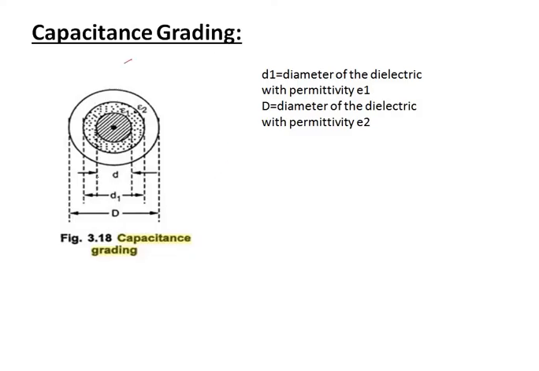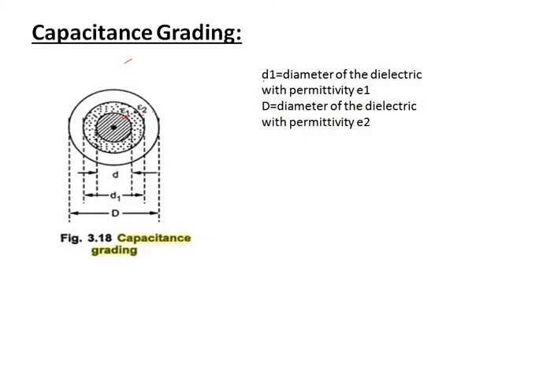The grading done by using the layers of dielectrics having different permittivities between the core and the sheet is called capacitance grading. You can see over here, there are different permittivities epsilon 1, epsilon 2 between the core and the sheet. So this is known as capacitance grading.